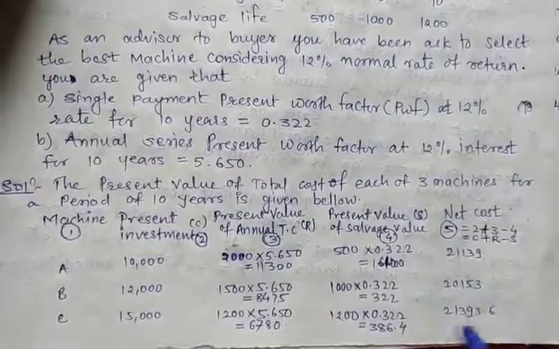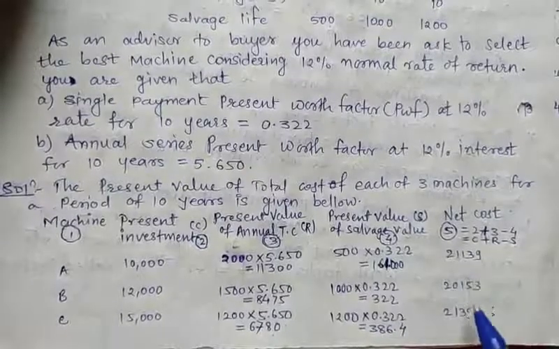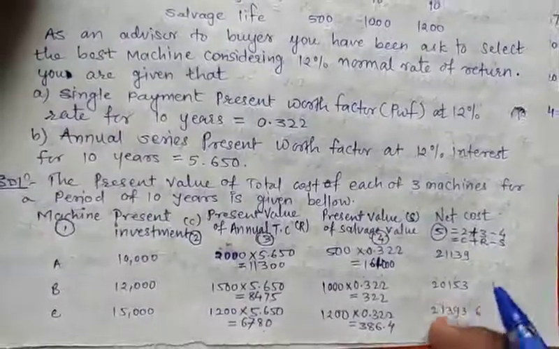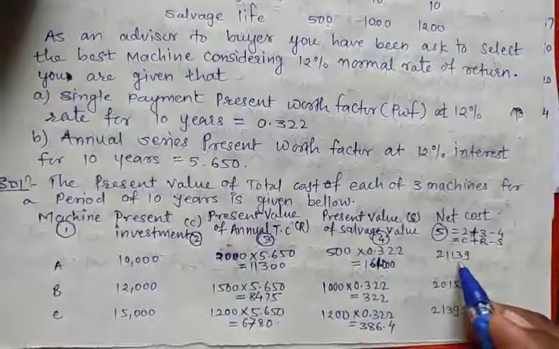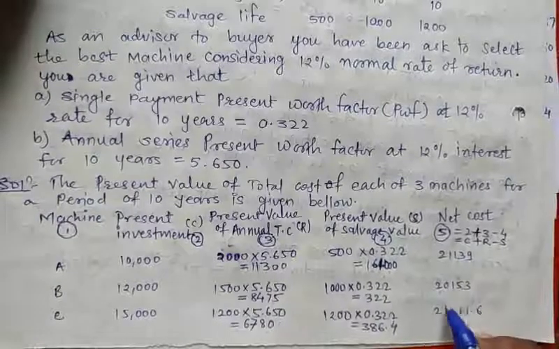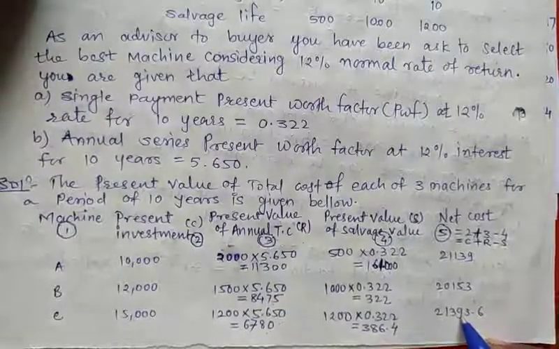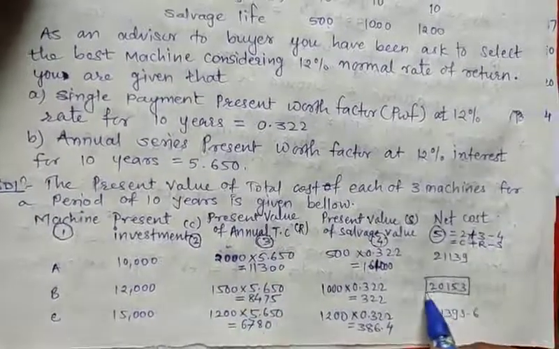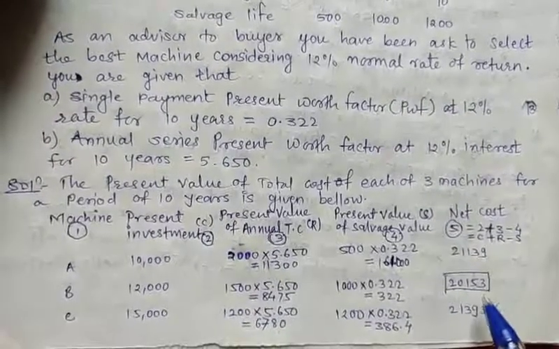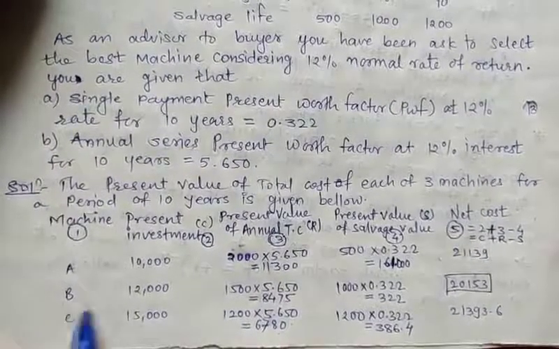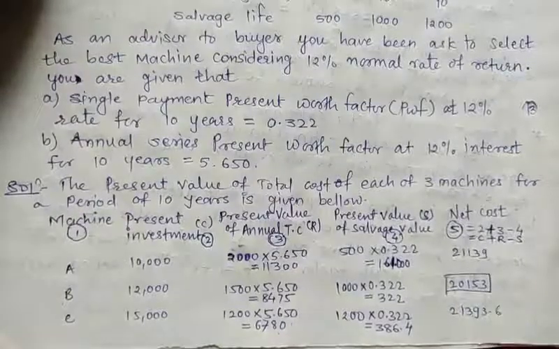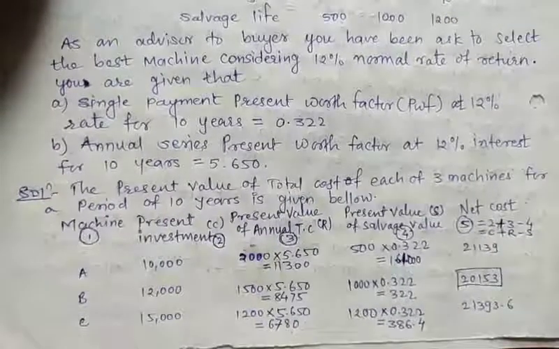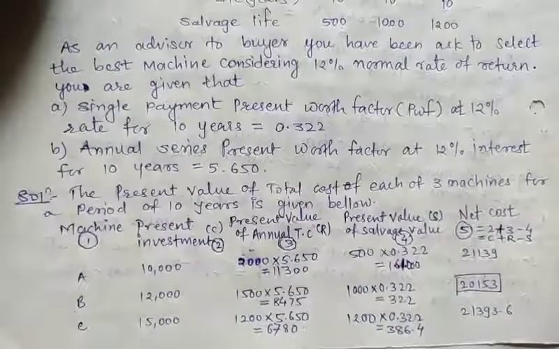Now to determine which machine should be purchased, here is the average annual cost. Among these three, what is the minimum average annual cost? Here 21,139, this is 20,153, and this is 21,393. Among that, 20,153 is the minimum average cost. Therefore, which machine should be purchased? Machine B should be purchased because it gives minimum net cost. Therefore, machine B should be purchased.